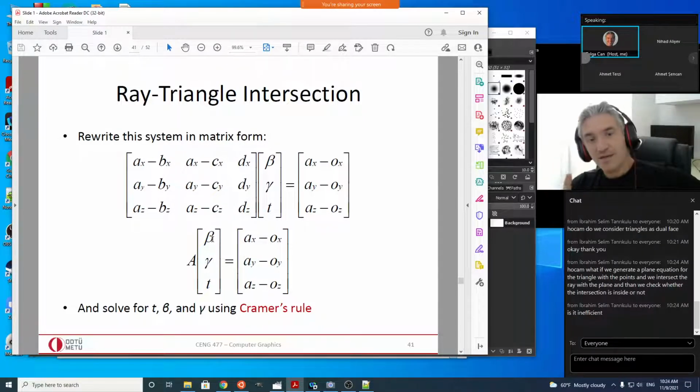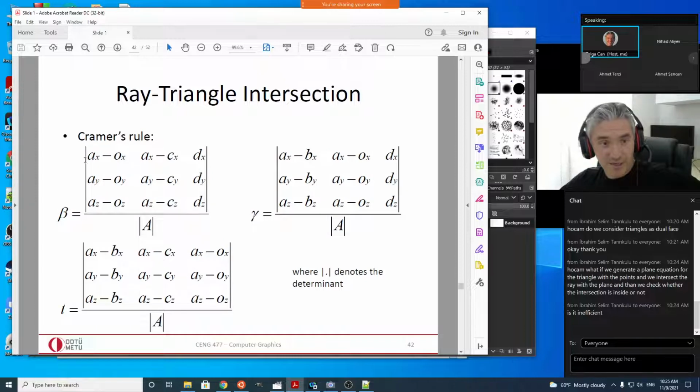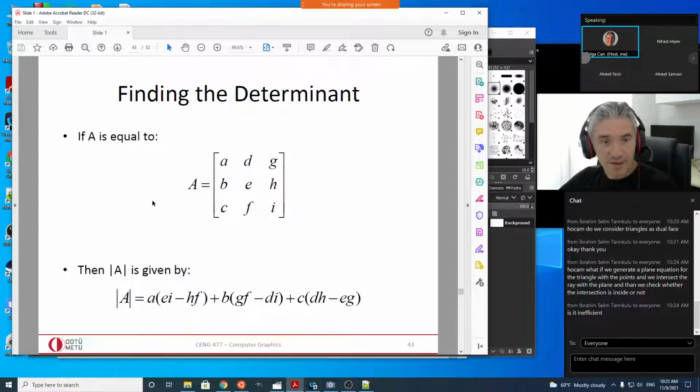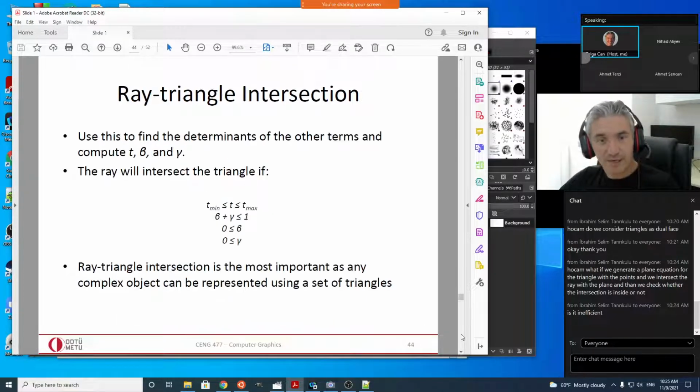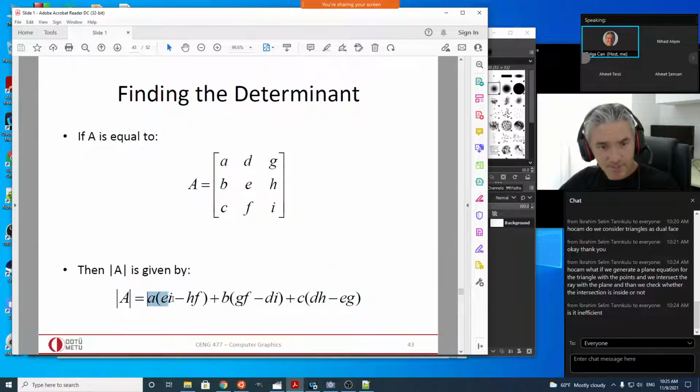Because with this 3x3 equation, taking the inverse may seem inefficient, but instead of the inverse, you can also use Cramer's rule. To solve this 3x3 equation, you can use the determinant of this 3x3 matrix. It looks really inefficient, and mathematically deriving these equations seems to take longer, but actually the determinant of this matrix is given by this, and what you need to do is implement this part.